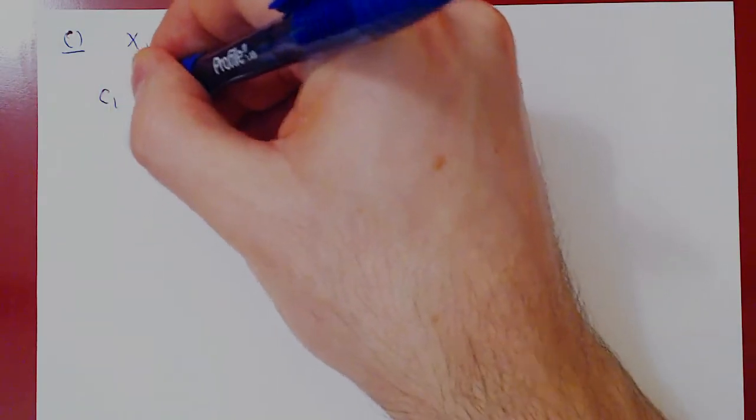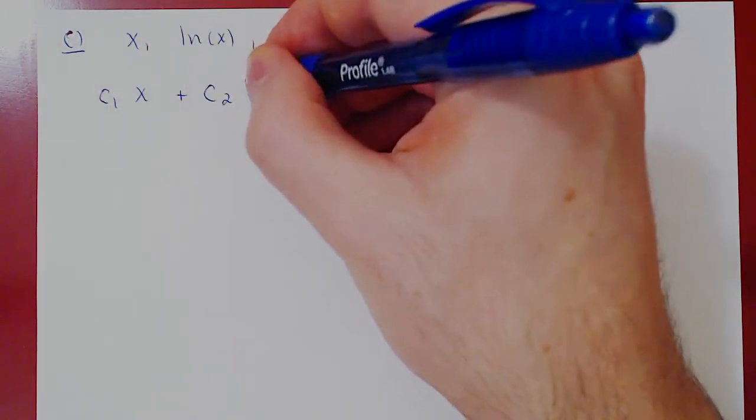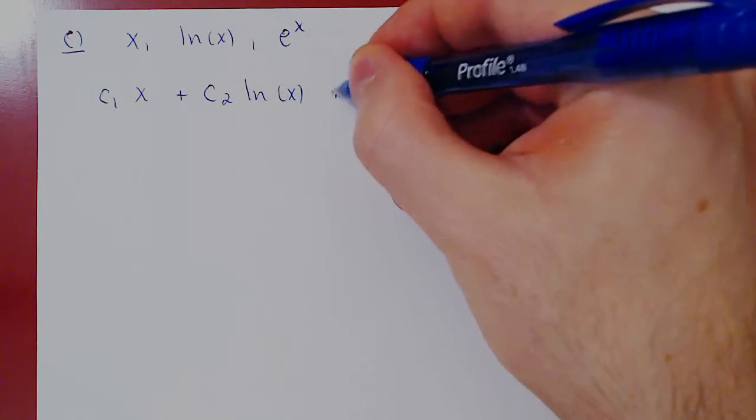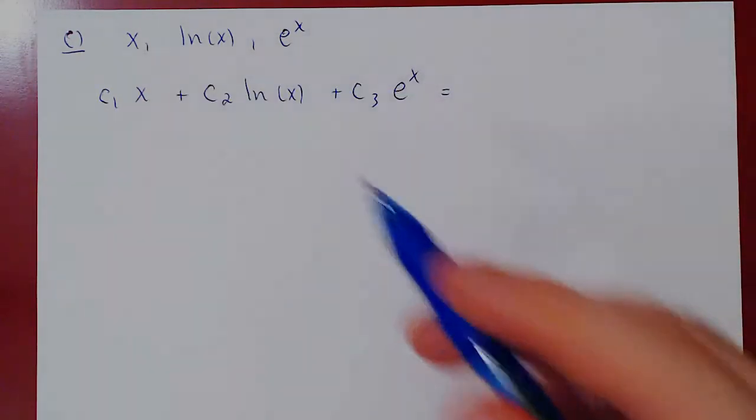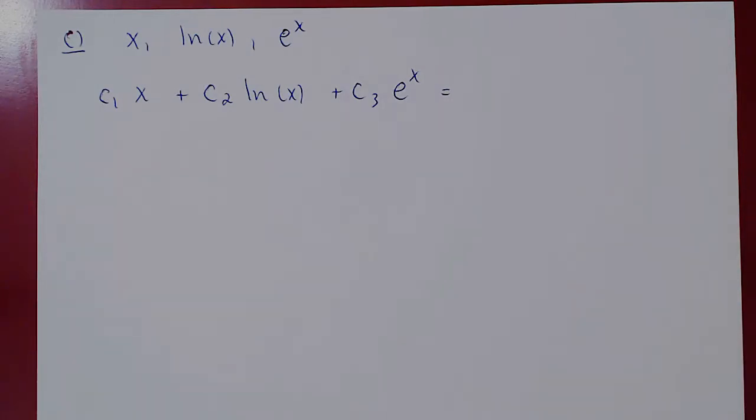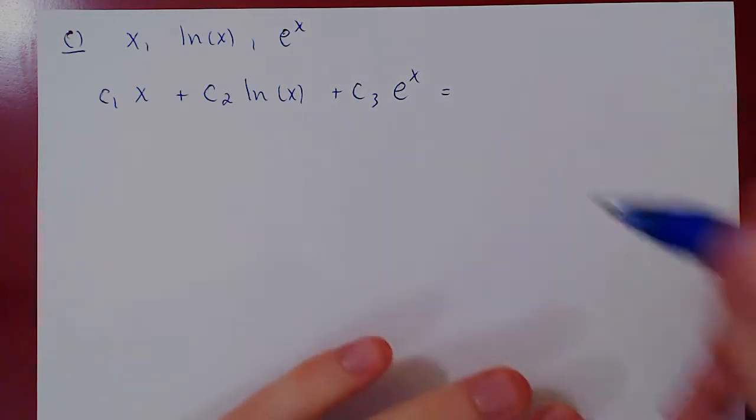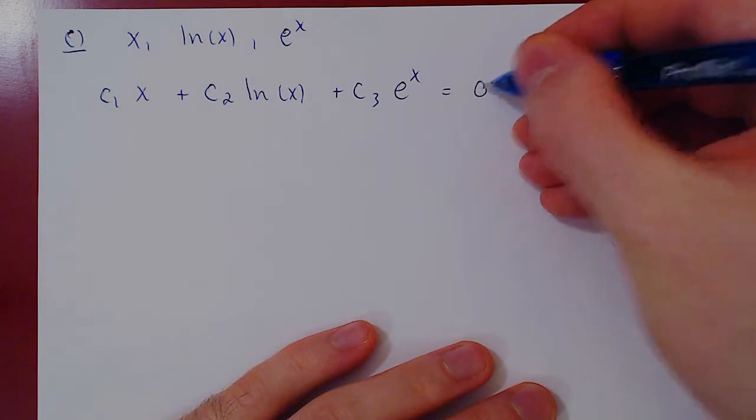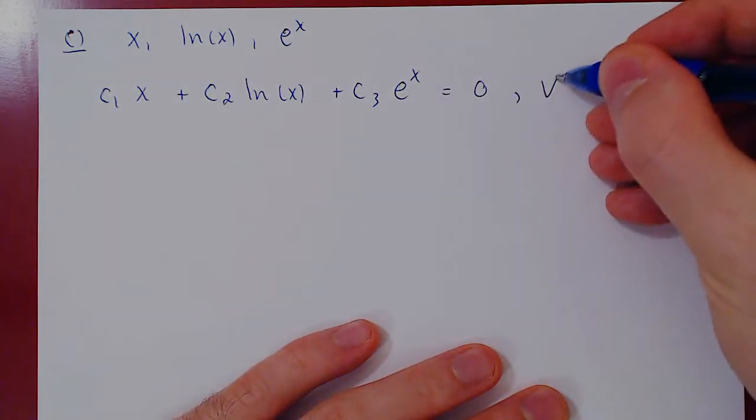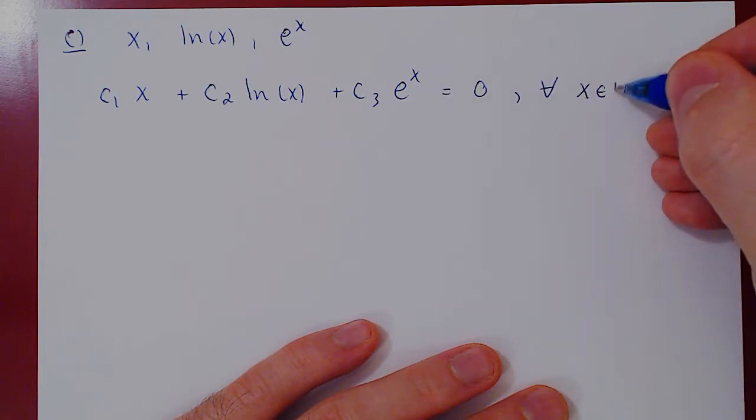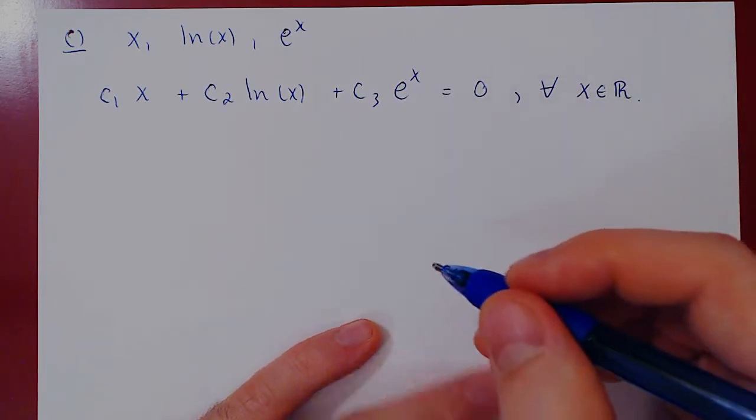Well, as always, we consider some linear combination of our elements, of our vectors, being equal to the 0 vector of our space. As, again, we have functions, they are living in the large vector space of all real functions. Therefore, the 0 vector is the 0 function. So this must be equal to 0 for all real values of x.